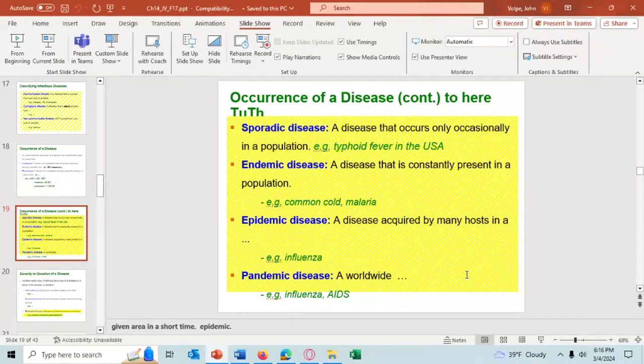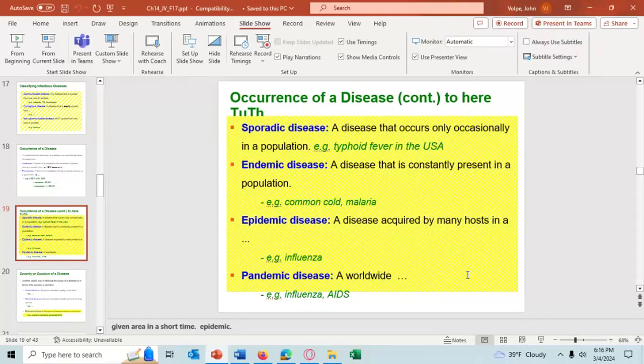An epidemic is a disease acquired by many hosts in a given period of time, a short period of time. An epidemic is usually also only on one continent. So when COVID-19 first started in China, it was an epidemic. And as long as the disease was limited to China, it was an epidemic to Asia. However, COVID-19 soon spread to the rest of the world, in which case it became pandemic, or worldwide spread of the disease.